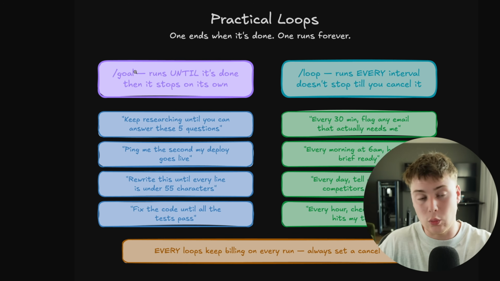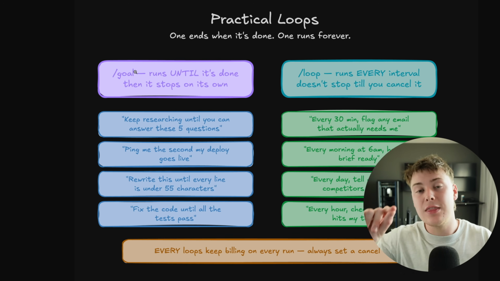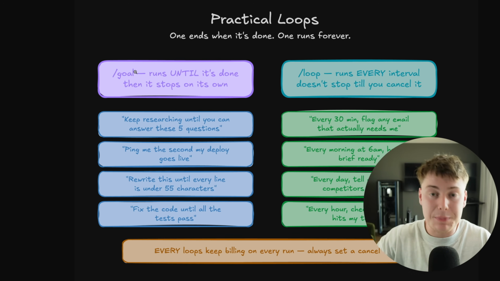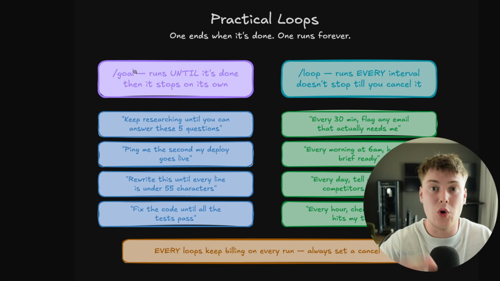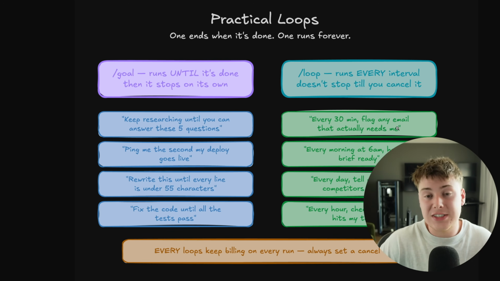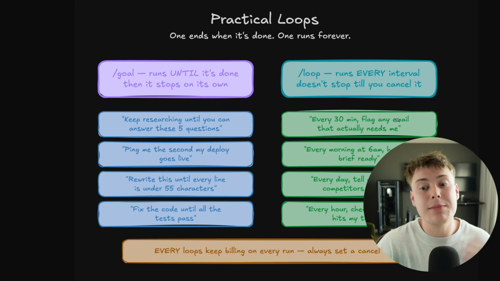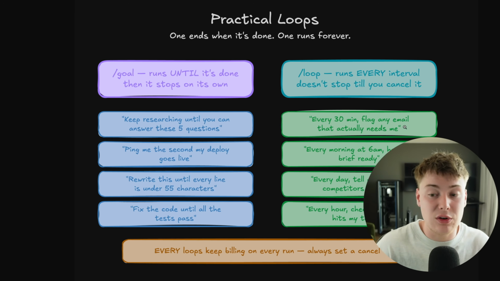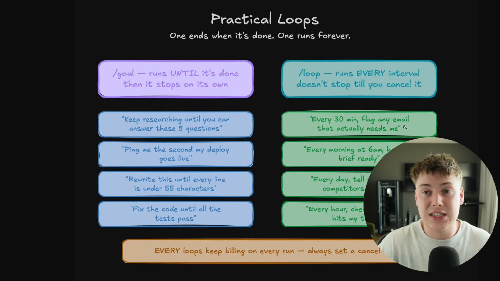Instead of hitting a wall like it would on /goal and just stopping, the loop keeps it going so it can keep iterating, improving, reviewing its own work, and sending it to you every day. Or, for example, you could create a loop which scans your email every day. And every 30 minutes, it could flag an email that actually needs your attention.